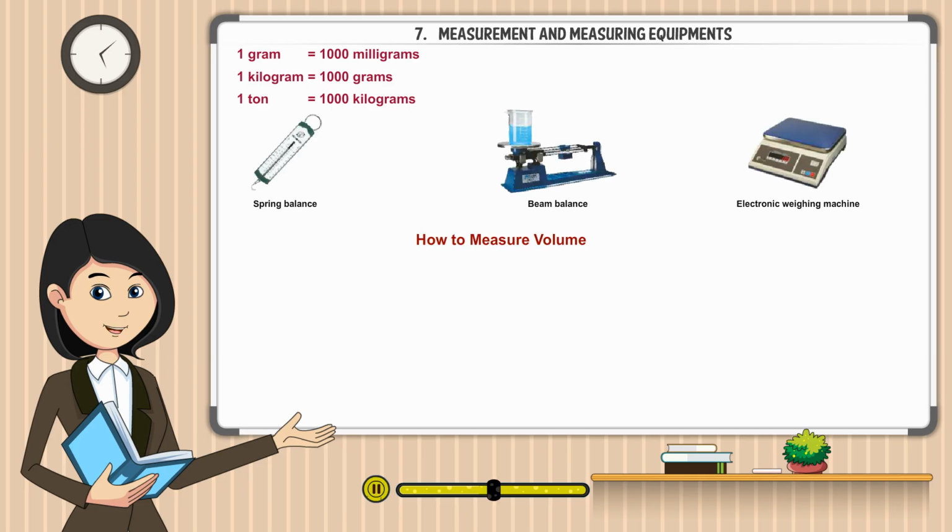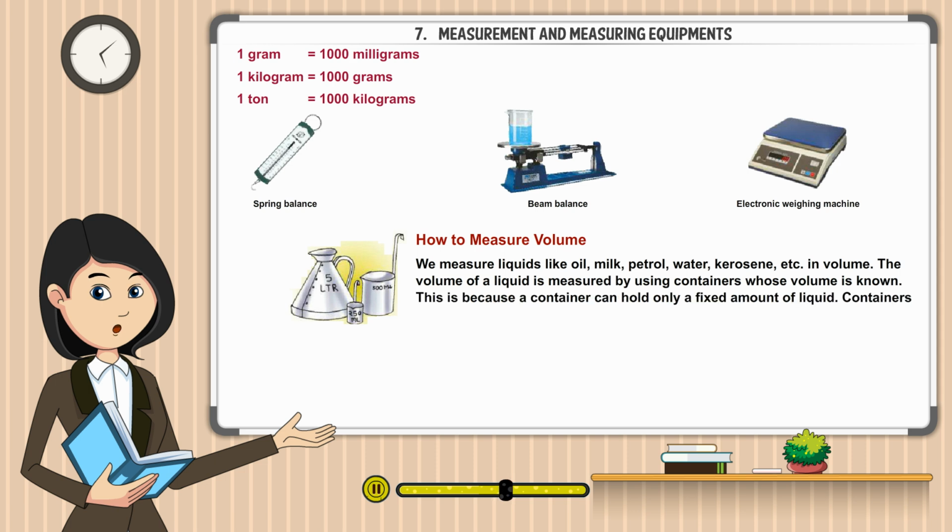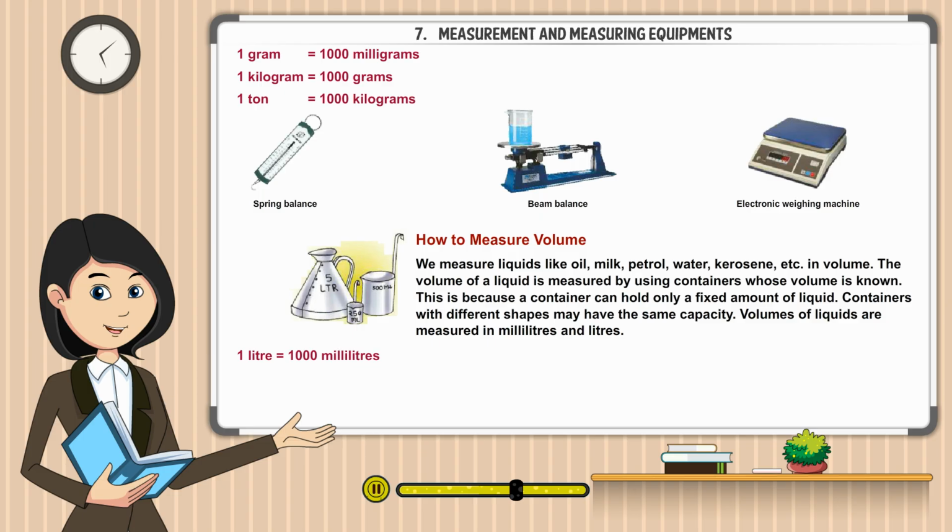How to measure volume? We measure liquids like oil, milk, petrol, water, kerosene, etc. in volume. The volume of a liquid is measured by using containers whose volume is known. This is because a container can hold only a fixed amount of liquid. Containers with different shapes may have the same capacity. Volumes of liquids are measured in milliliters and liters. 1 liter is equal to 1000 milliliters.